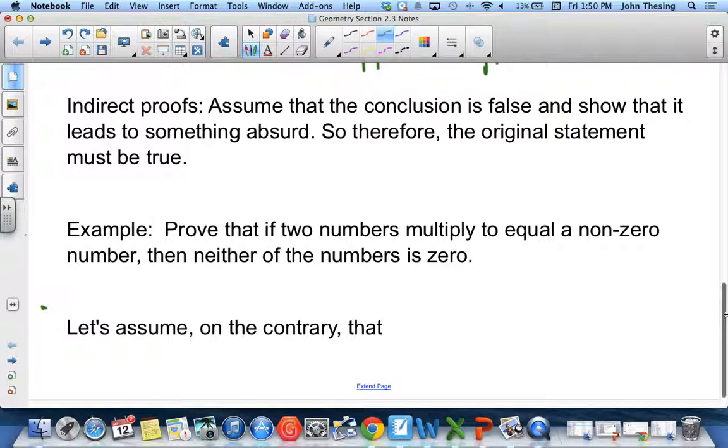So, indirect proofs are a really interesting way to prove an argument. So check this out. This is really cool. I mean, I think it's really cool. I hope you guys do too. So sometimes you have something that you want to prove that you don't quite know how to exactly prove. So let me ask you this. What would you guys say to prove that if two numbers multiplied equal a non-zero number, then neither of those numbers was zero?